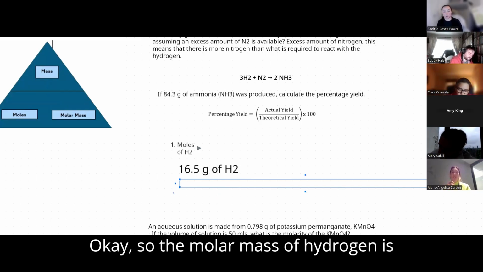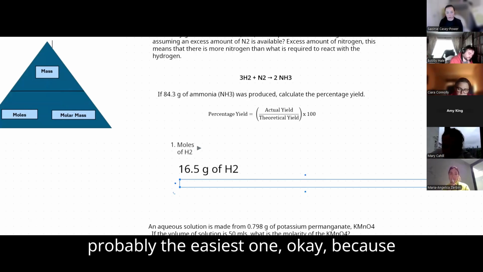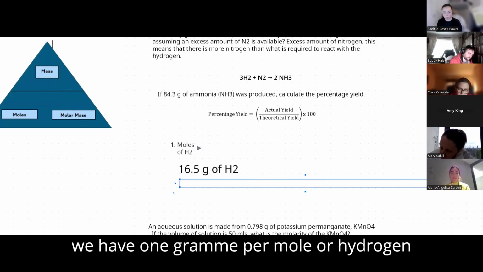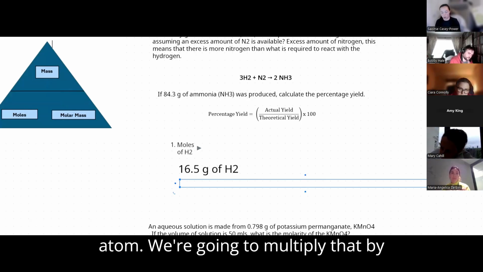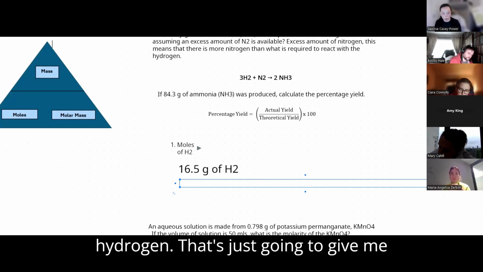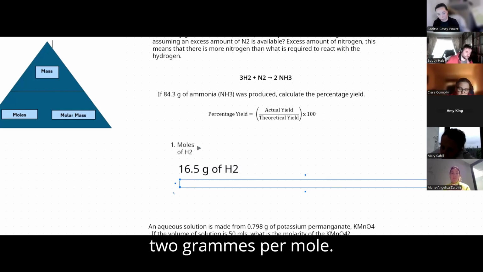Okay, so the molar mass of hydrogen is probably the easiest one, because we have 1 gram per mole per hydrogen atom. We're going to multiply that by 2 because we have 2 atoms of hydrogen. That's just going to give me 2 grams per mole.